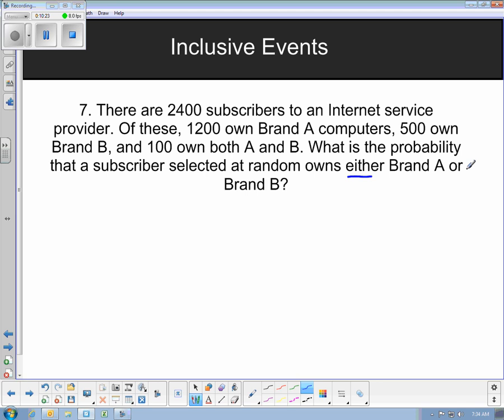The fact that it says either or tells me that I'm adding my probabilities because of that word right there. So what I need to account for is how many have A, how many have B, and how many have both. Okay, and the both are the ones that we have to take away.